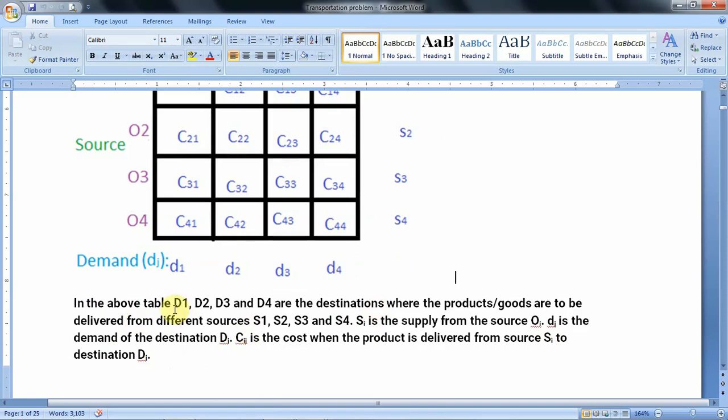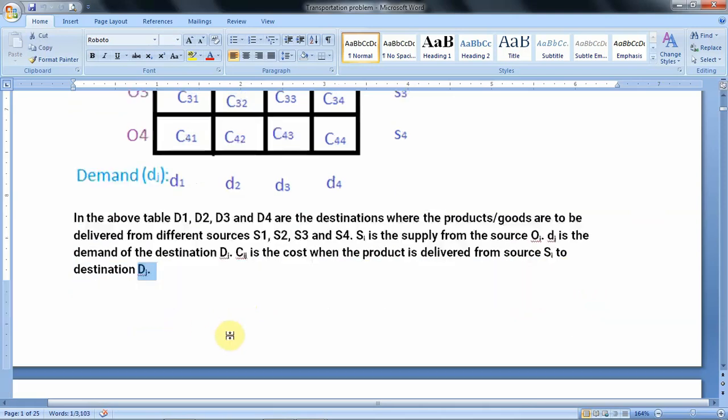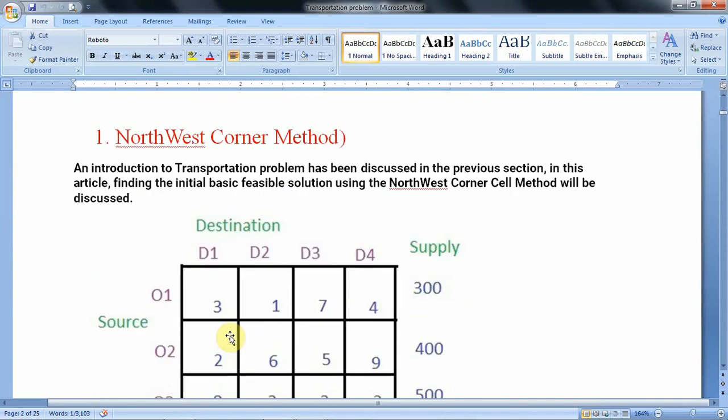In the above table, D1, D2, D3 and D4 are the destinations where the product or goods are to be delivered from different sources, S1, S2, S3 and S4. Si is the supply from the source Oi. Okay, next. Dj is the demand of the destination Dj. Cij is the cost value when the product is delivered from source Oi to destination Dj.